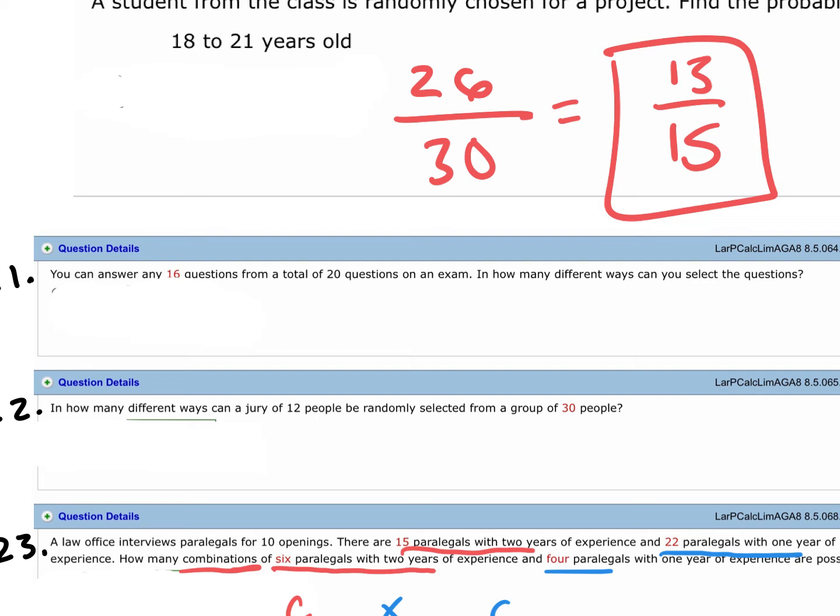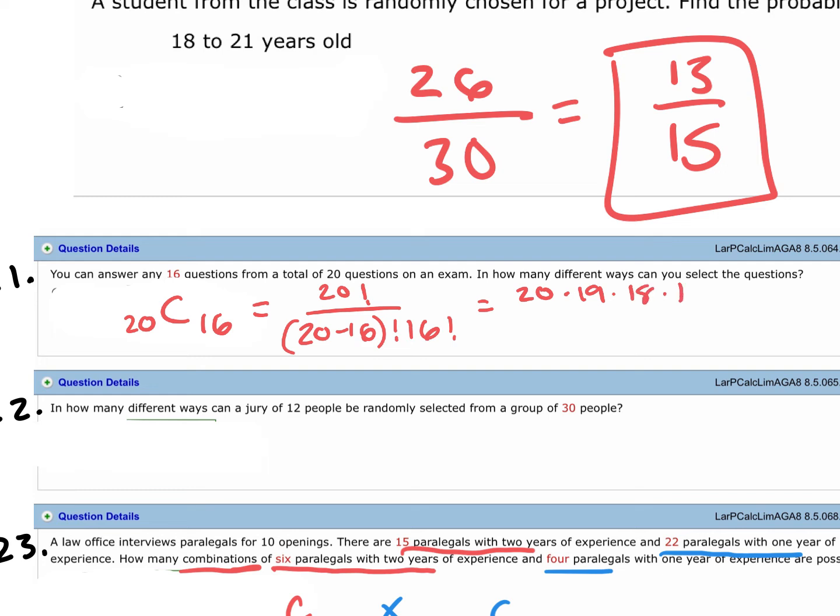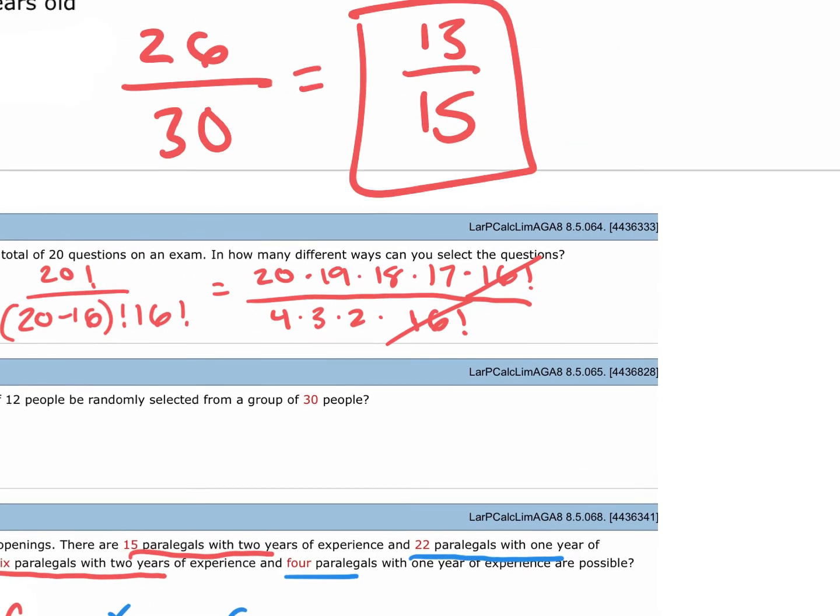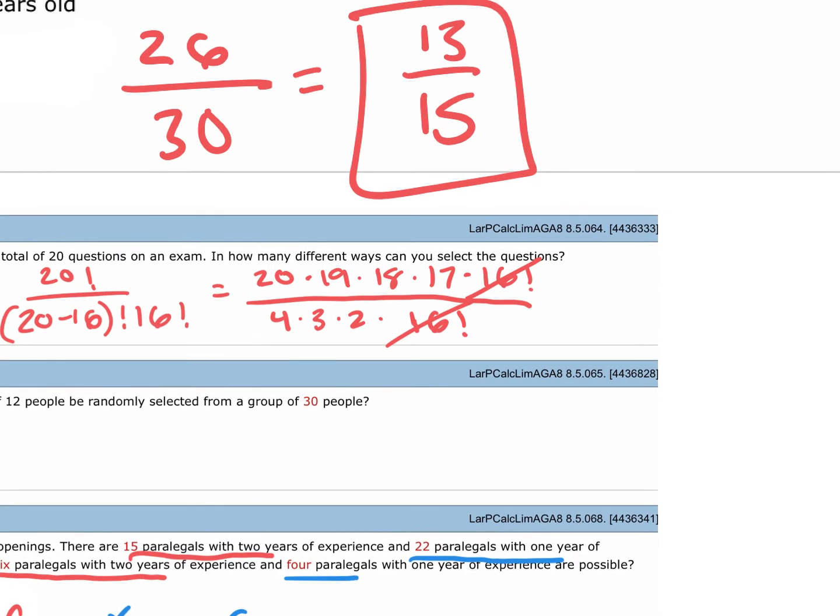So this would be 20 total, and we're picking 16. So 20 factorial over 20 minus 16 factorial times 16 factorial. So 20 times 19 times 18 times 17 times 16 factorial, but I have a 16 factorial on the bottom, so I know that'll cancel. And then I have 4 factorial, which would be 4 times 3 times 2 times 1. So the 16 factorials cancel.